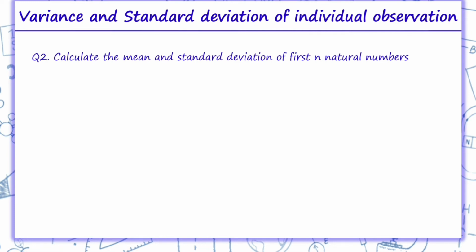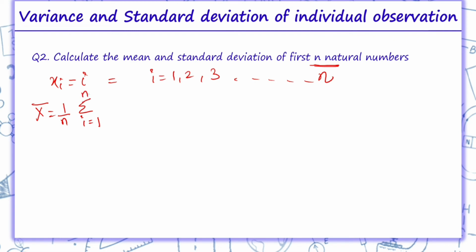Coming on to the next question. Over here we have to find the mean and standard deviation of the first n natural numbers. Now we are not provided with a finite number of terms, so the formula we'll use is with xi, that is, n natural numbers, where xi is i, with i equals 1, 2, 3 and so on till n. Now how will we calculate the mean? Mean will be 1 upon n summation of i equals 1 to n.